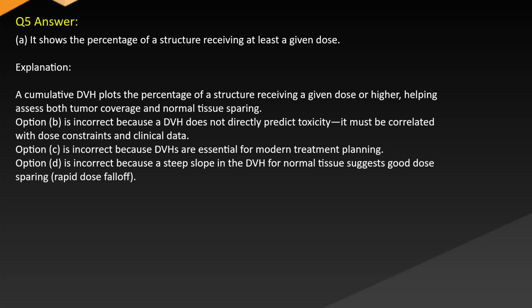Option B is incorrect because it does not directly predict toxicity. It must be correlated with dose constraints and clinical data. Option C is incorrect because DVHs are essential for modern treatment planning. Option D is incorrect because a steep slope in the DVH for normal tissue suggests good dose sparing, rapid dose fall-off.